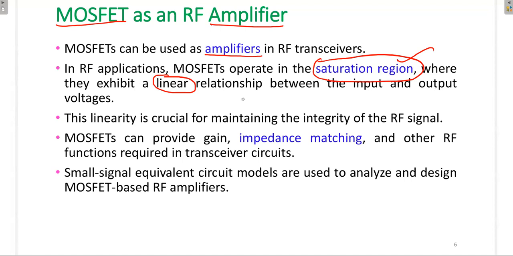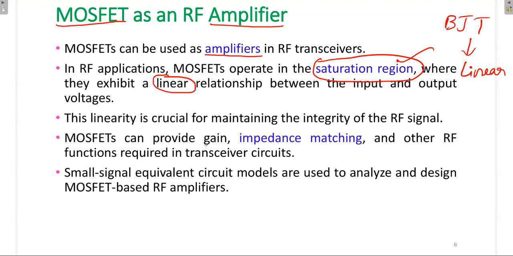So when we use MOSFET as an amplifier, definitely we have to operate in the saturation region to exhibit the characteristics of linear relationship. Whereas in case of BJT, to design an amplifier, the BJT has to be operated in the linear region. But in case of MOSFET, it has to be operated in the saturation region. So the linearity is crucial for maintaining the integrity of the RF signal.